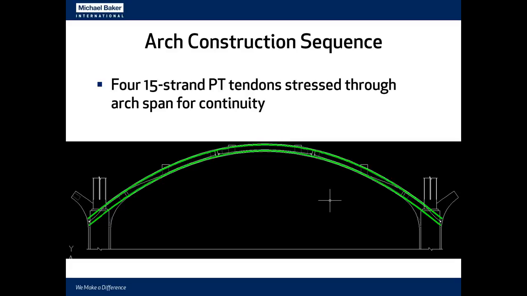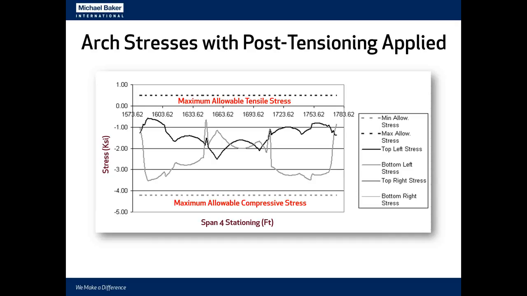Next, once those closure pours have cured, we stress four 15-strand post-tensioning tendons end to end through the arch span for continuity. Because at this point the arch is fully fixed, all these tendons do is induce compressive axial force. This is useful to counteract bending moments in the cast-in-place closure pours where there are no other tendons, and to just pull the whole arch together. But since at this point the arch is continuous, no primary pre-stressing moments are induced in these continuity tendons, and they have a symmetrical layout.